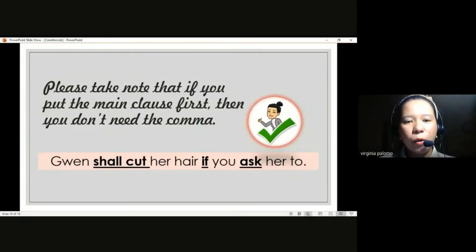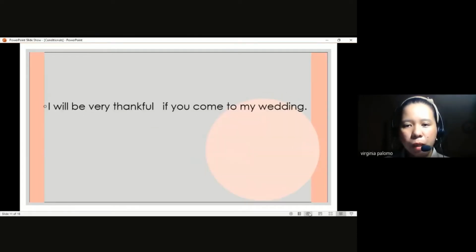Please take note of this, that if you put the main clause first, then you don't need the comma. So example, Gwen shall cut her hair if you ask her to. So you don't need to put a comma for this structure. Now, I will be very thankful if you come to my wedding.